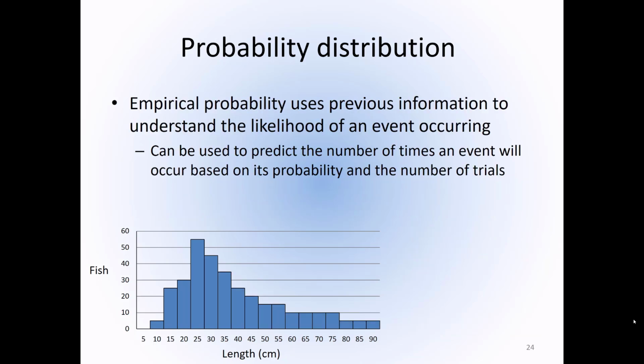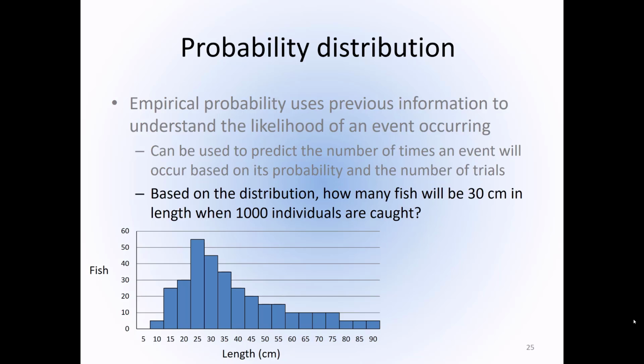Now, we know that there are a certain number of fish that are sampled during this particular event. In this case, it's 325 fish. But maybe we're interested in knowing what the probability is of catching fish when we sample 1,000 individuals rather than a total of 325 fish. In this case, we're interested in fish that are 30 centimeters in total length. How many of these fish will we catch when there are 1,000 individuals sampled compared to 325?